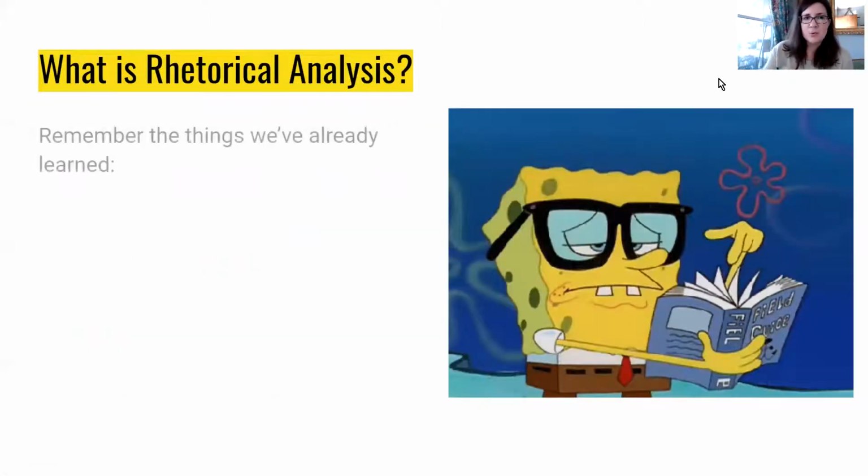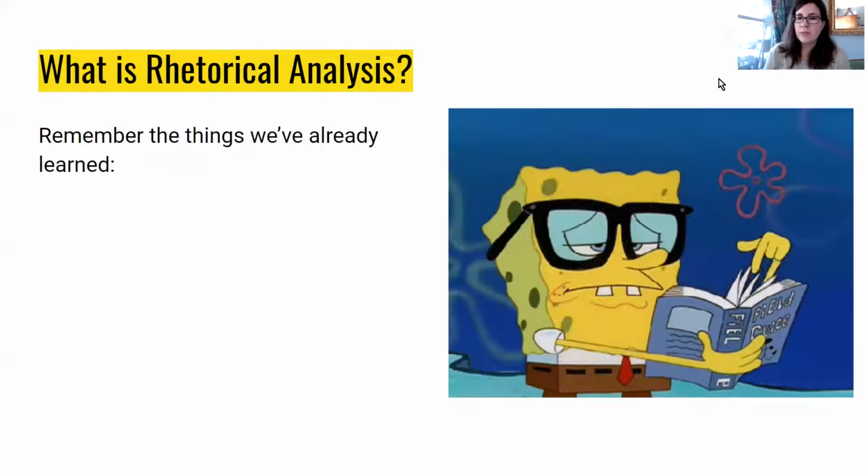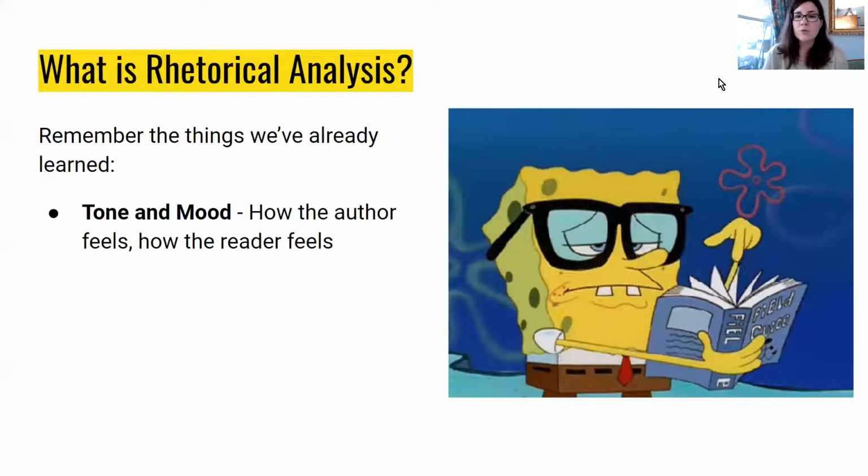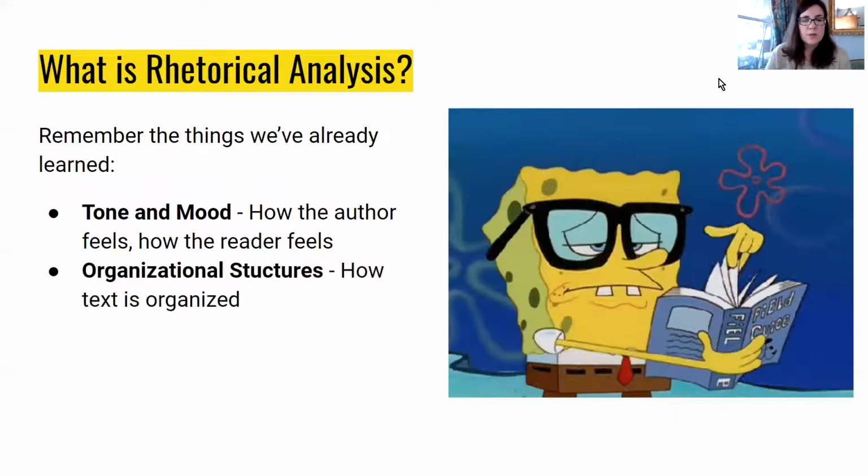So it's also important to remember the things that we've already learned this year. So we've talked a lot about tone and mood. So remember, tone is how the author feels and mood is how the reader feels. We've talked about organizational structures. So that's how expository text is organized. Remember, we talked about problems and solutions. We talked about chronological structures. These are all part of this rhetorical analysis.